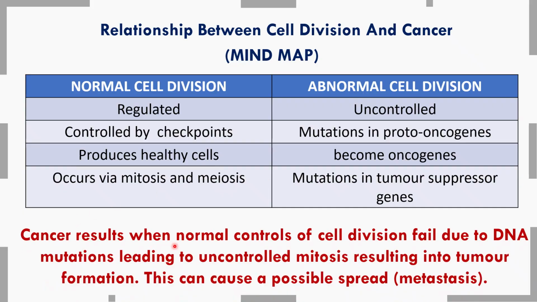Cancer results when normal controls of cell division fail due to DNA mutations, leading to uncontrolled mitosis, resulting in tumor formation. This can cause a possible spread of cancer to all parts of the body. Metastasis.